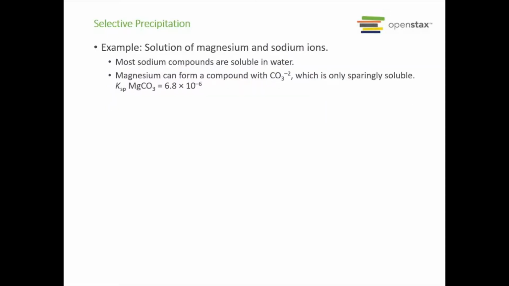An example, a solution of magnesium and sodium ions. Most sodium compounds are soluble in water. But magnesium, let's say we want to pull that out, it can form a compound with carbonate, which is only sparingly soluble. So we can add some type of carbonate to our solution, which is going to grab onto the magnesium and precipitate it out.